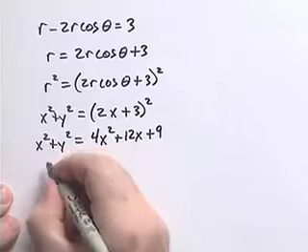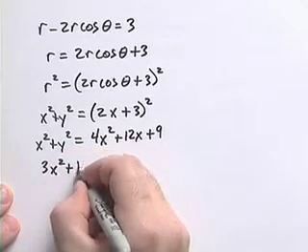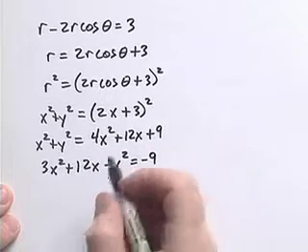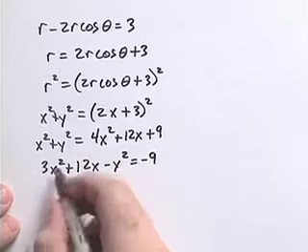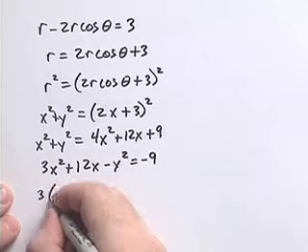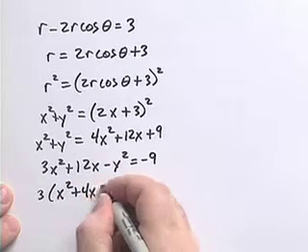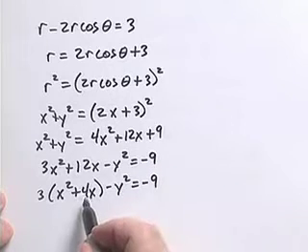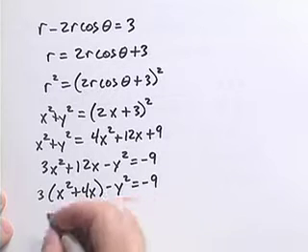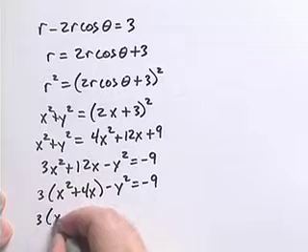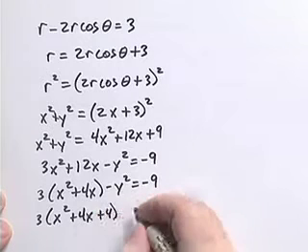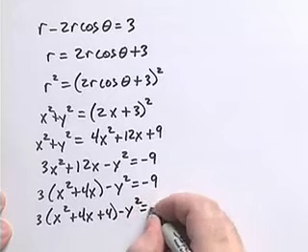We can rewrite this as 3x squared plus 12x minus y squared equals negative 9. We need to complete the square in x, so we're going to factor a 3 off of the x terms. We'll have 3 times x squared plus 4x, minus y squared equals negative 9. To complete the square, we divide the coefficient of x by 2. 4 divided by 2 is 2. Then we're going to square that to get 4, and we're going to add that inside. So we get 3 times x squared plus 4x plus 4, in parentheses, minus y squared equals negative 9.